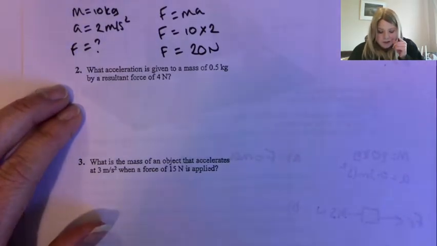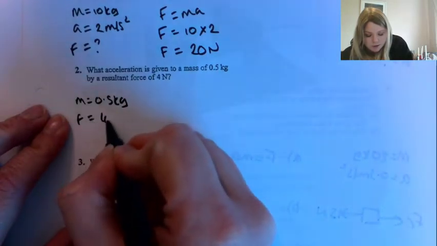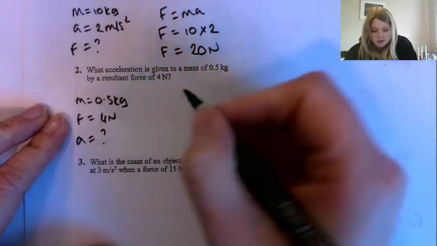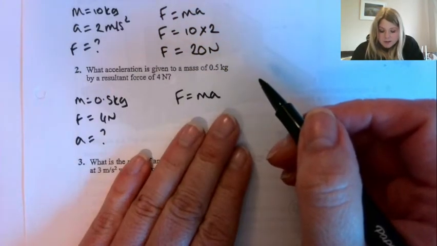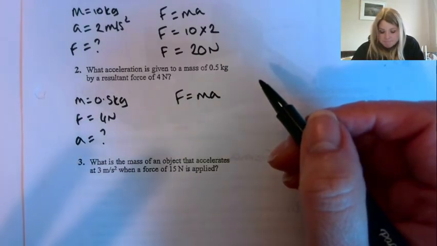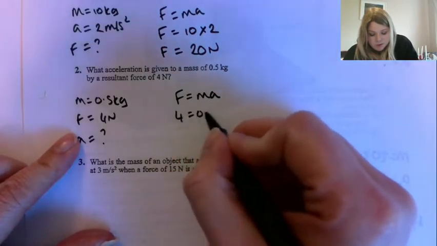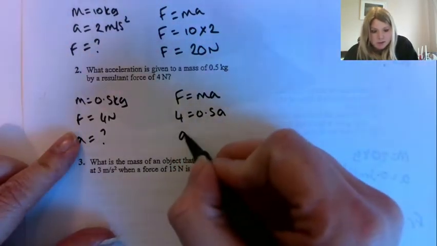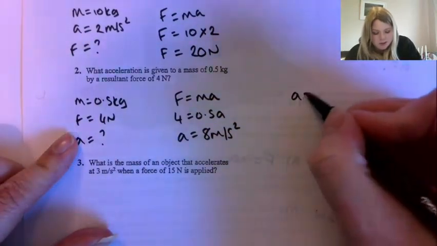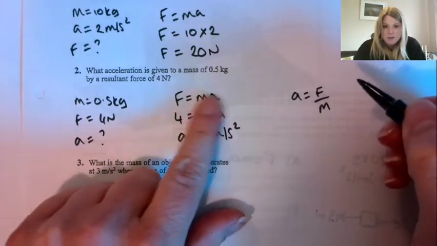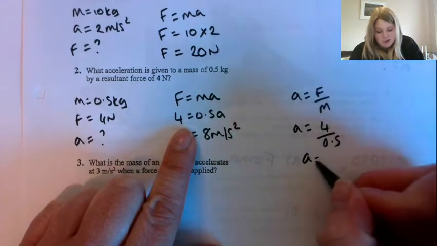2. What acceleration is given to a mass of 0.5 kilograms by a resultant force of 4 newtons, and we had to get the acceleration. So F equals ma. Either substitute in like that and then rearrange, or rearrange and then substitute after. Either way, I'll do both. So 4 equals 0.5a, divide both sides by 0.5, and you're going to get 8 meters per second squared. Or you could have done a equals F over m. If I just rearrange this to make a the subject, the force is 4, the mass is 0.5, so we get 8.